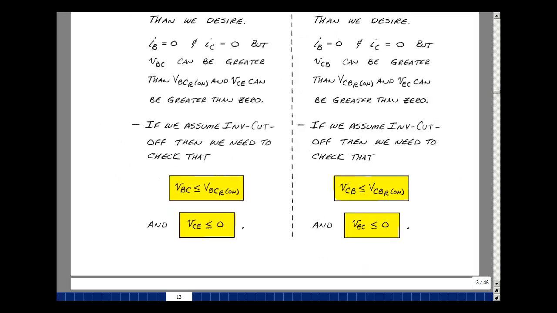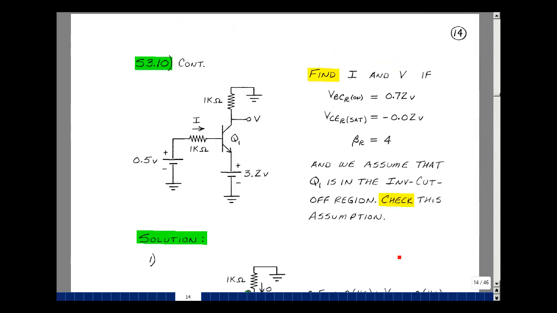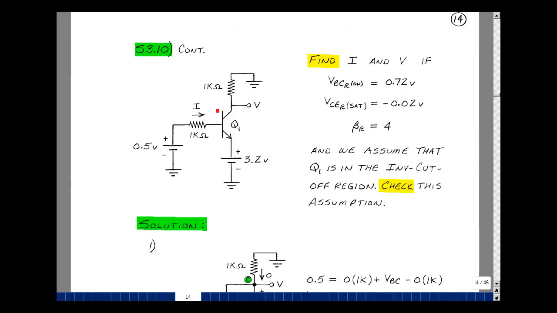Let's do an example. We have a one transistor circuit with two 1K resistors, a 3.2 volt battery, and now a half a volt battery. Can you solve for the current I and the voltage V if the base-collector reverse turn-on voltage is 0.72, the collector-emitter reverse saturation voltage is minus 20 millivolts, and beta R is 4? Assume that you're in inverse cutoff, and then check the assumption.